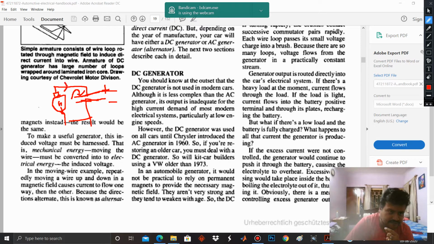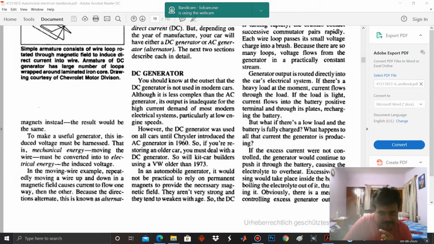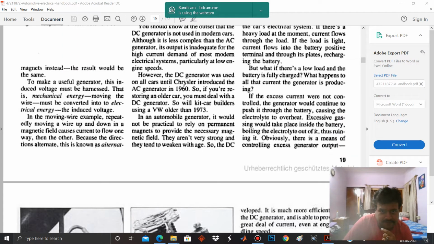But what happens if this current is very high? It will cause severe damage to the battery. So we need to control the current. Controlling is one of the most essential and important things that should be employed. If the excess current is not controlled, the generator would continue to push it through the battery, causing the electrolyte to overheat. Excessive gas will form inside the battery, boiling the electrolyte out of it, thus ruining it. Obviously, there are means of controlling the excess generator output.